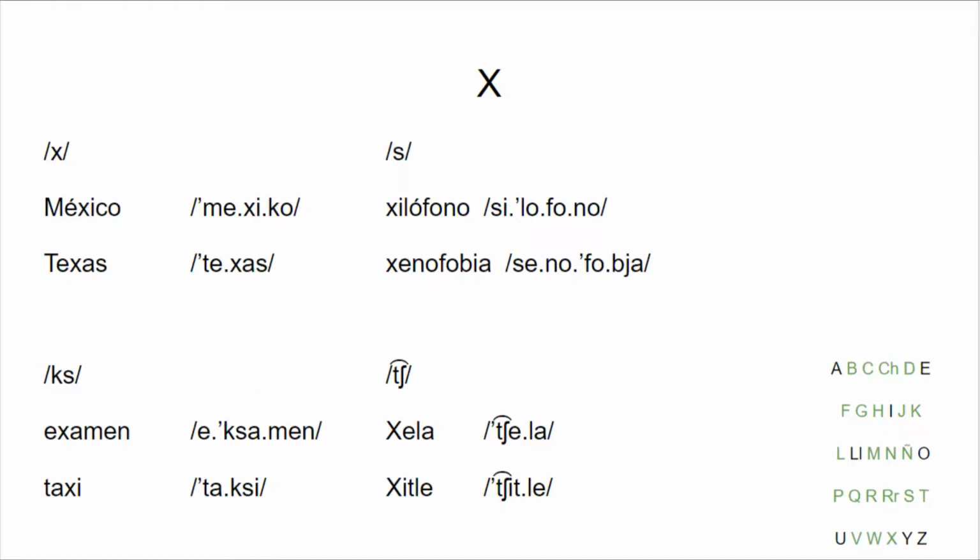The pronunciation of the letter X really depends on the word and the word origin. For words that are more Texan, like Mexico and Texas, you'll be pronouncing it the same way as the letter J, like an h sound. For words that come from Latin, like xilófono and xenophobia, it will be pronounced like an S. For words that come from English, like examen and taxi, it's pronounced like an X. Finally, also from Mexican words, it can be pronounced like a CH, chela or chicle.